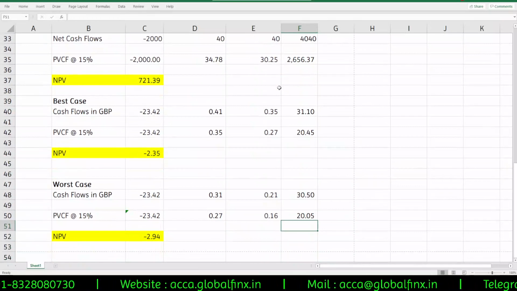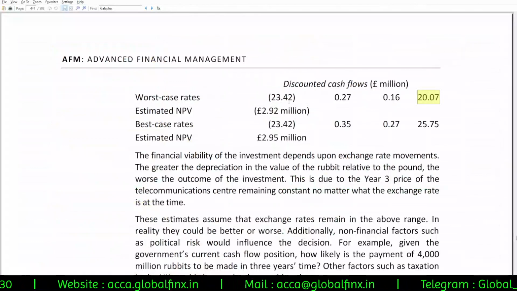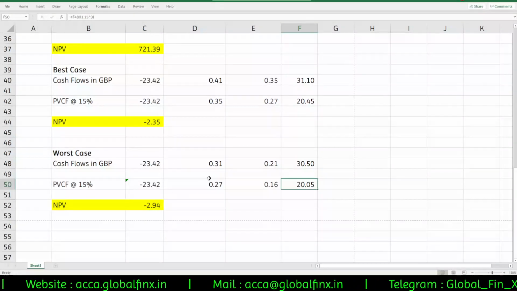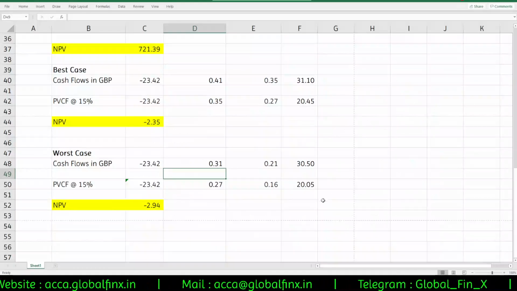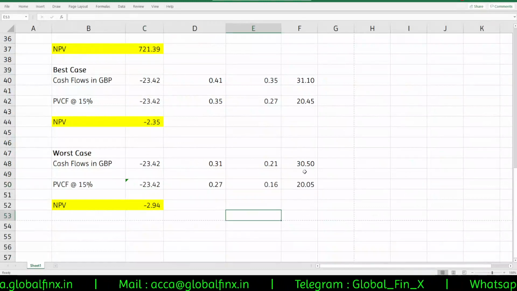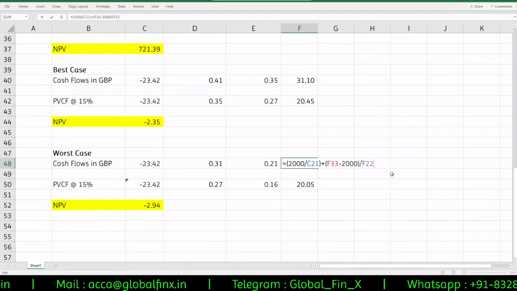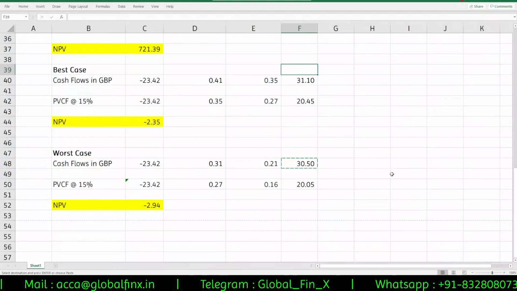So now you can see the PV of cash flow here: 23.42, 23.42, 0.27, 0.27, 0.16, 20.07. So here I'm getting 20.05, which is fine, no problem at all. Okay, so 2000 is protected by the hedge, the remaining is not protected. So that is something that we need to understand.